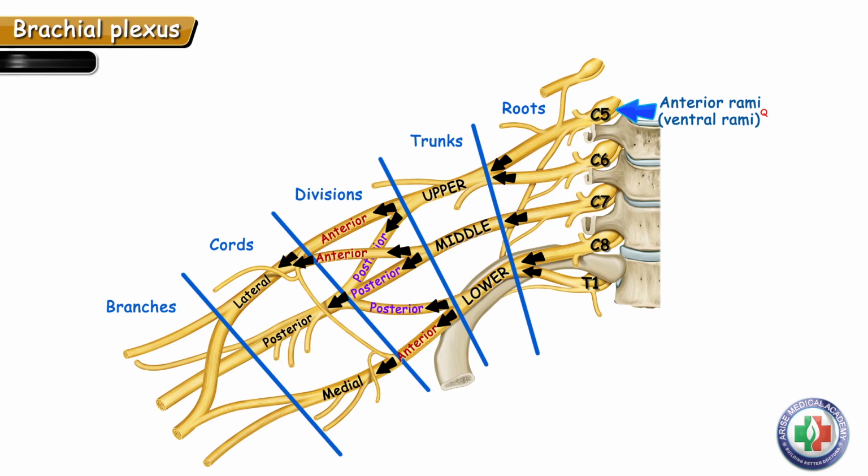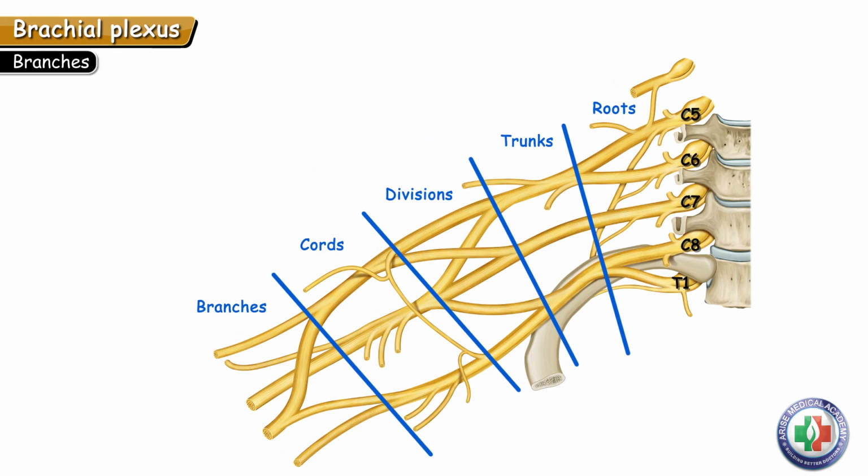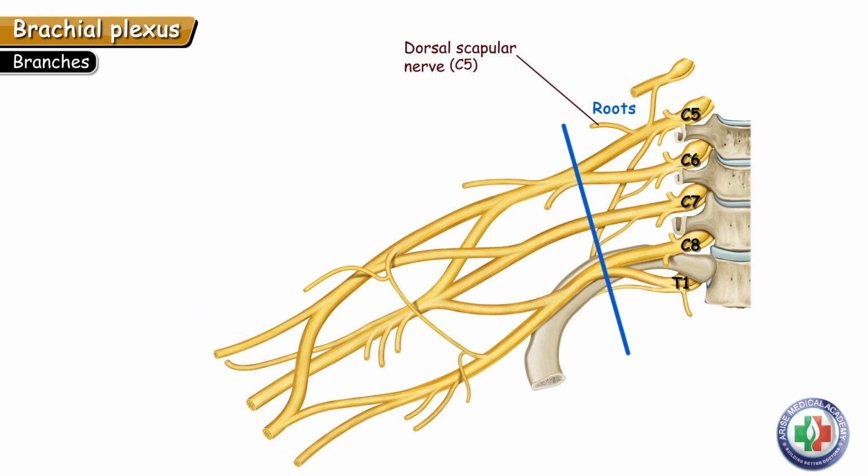Now coming to the branches of the brachial plexus. Branches from the brachial plexus can arise from the roots, from the trunks and the cords, but there are no branches from the divisions. The branches that come out from the roots of the brachial plexus are dorsal scapular nerve, which takes origin from the C5 root.